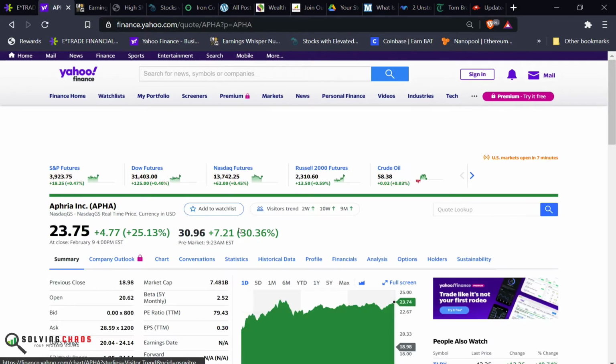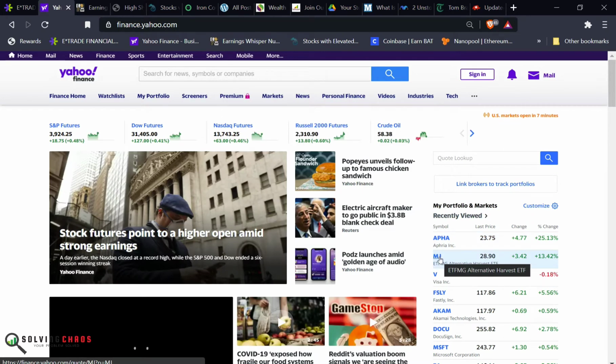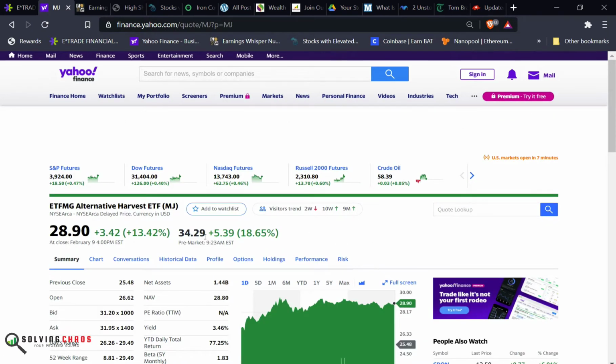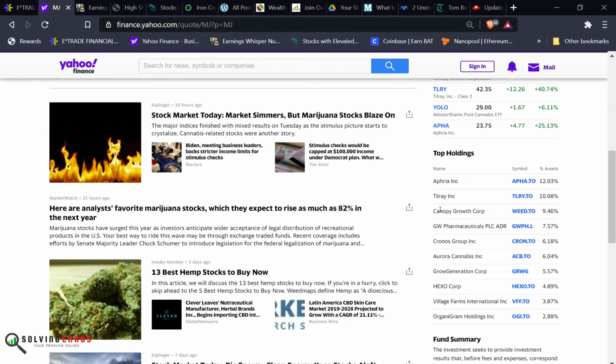This is opening 30% higher after a big run up from yesterday. And it's not just one company, it's the whole industry. Here is the MJ Mutual Fund, which invests in mostly cannabis plays. You'll see the holdings here. There's Tilray, Cannabis, GW. So here's what I'm gonna do.